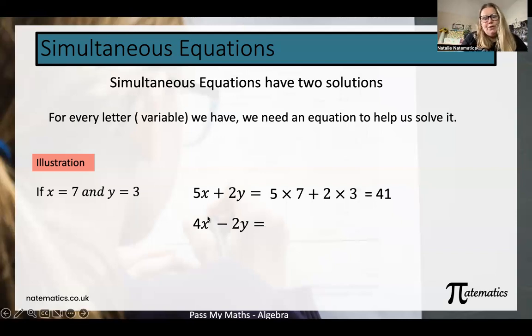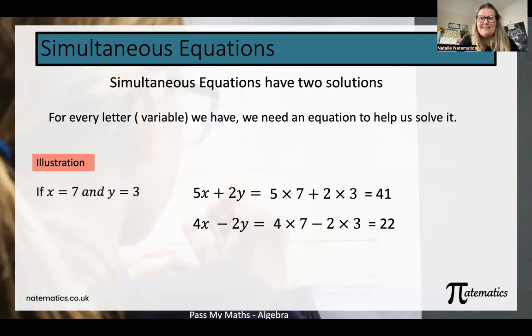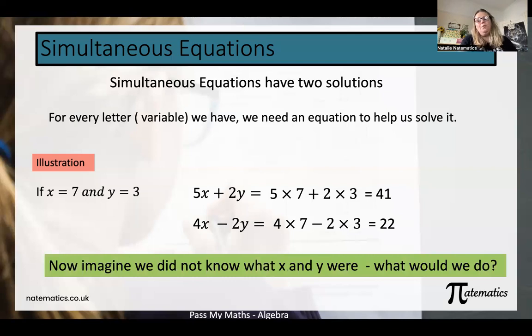We could also do 4x minus 2y. Let's be honest, we can do any combination of them that we want to, okay? But this is just showing you how we can create 2 different equations based on 2 values. It's easy to do. So now, imagine we didn't know what the x and the y values were. We've got to try and find them, okay?